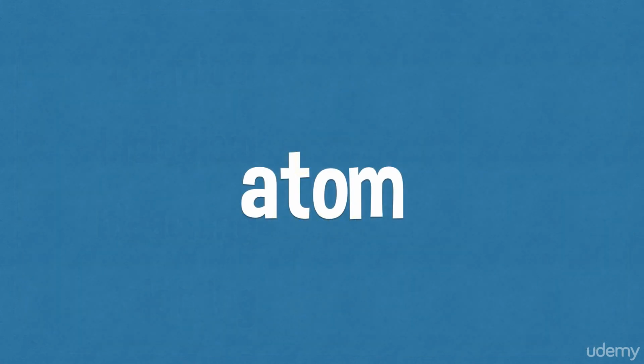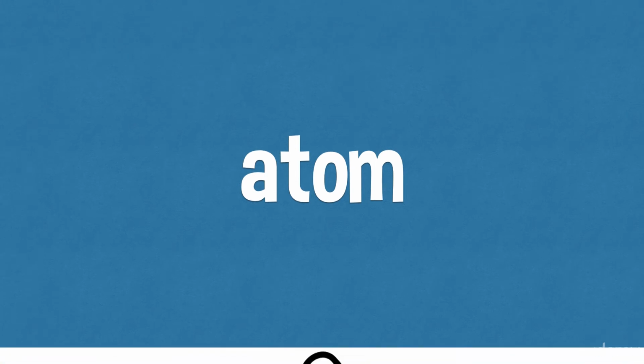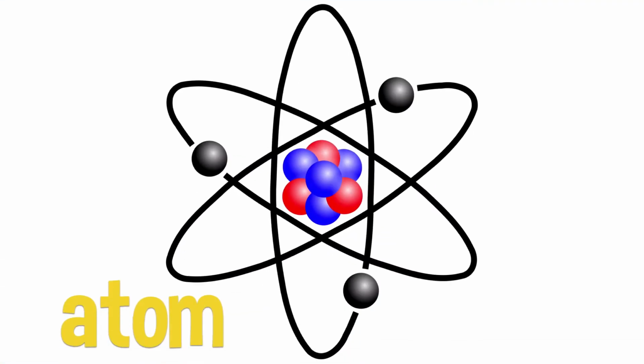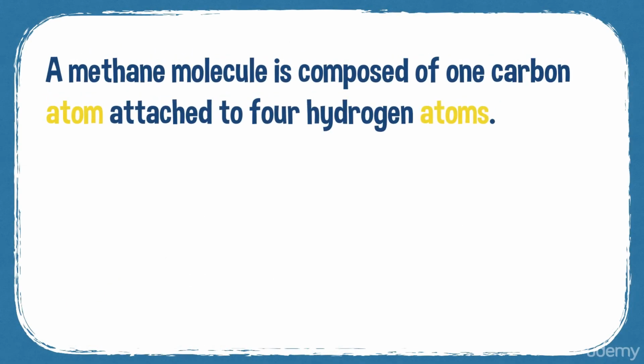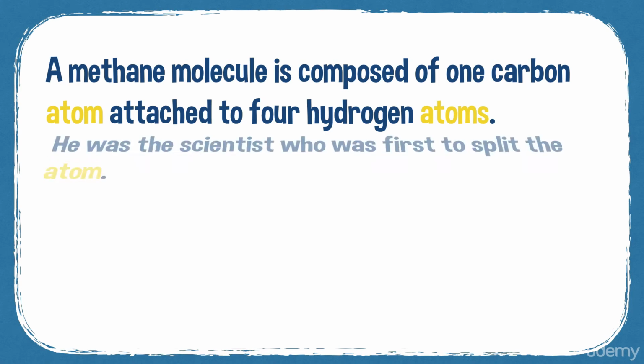The next word is atom. Atom. An atom is the smallest amount of a substance that can take part in a chemical reaction. Here's a diagram of an atom as well. For example, a methane molecule is composed of 1 carbon atom attached to 4 hydrogen atoms.